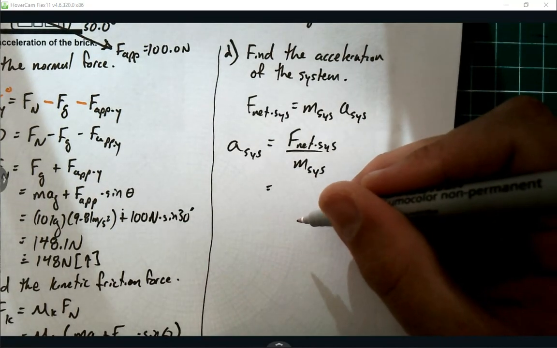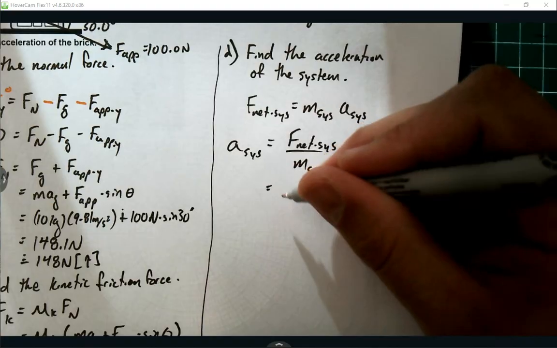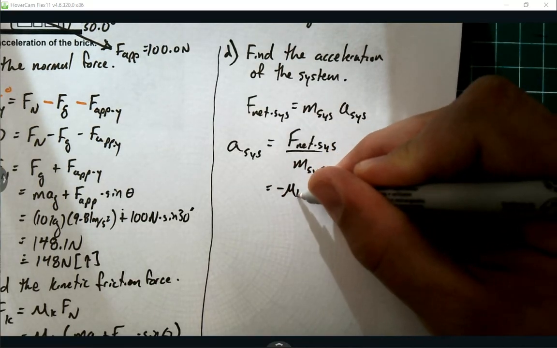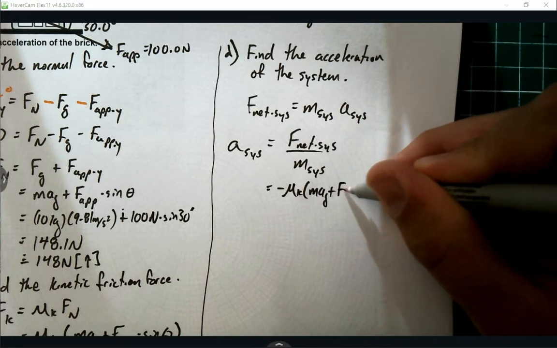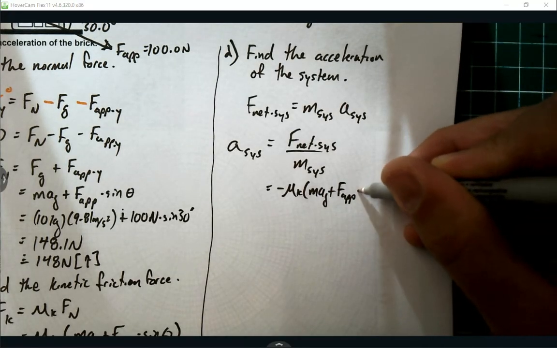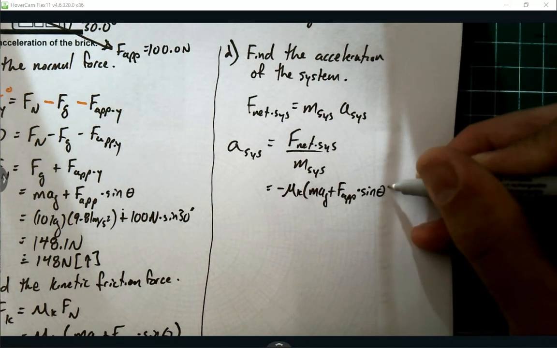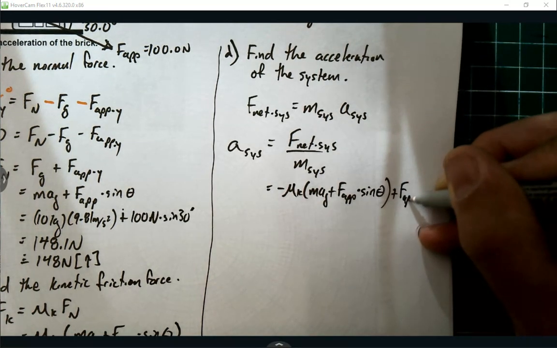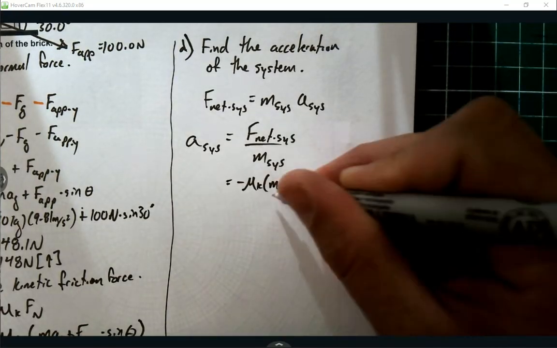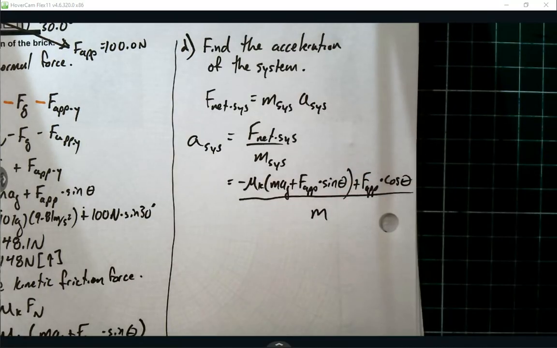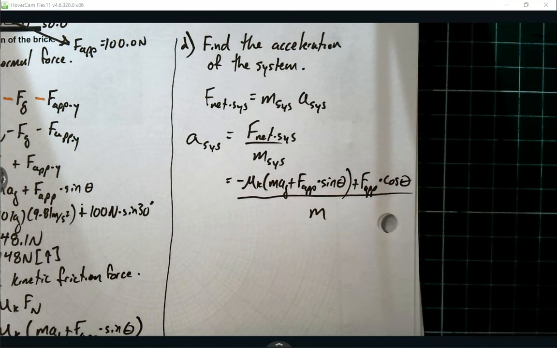But the F_net for the system, we actually just figured out in the previous line. So, like I said, scaffolding, right? Negative mu_k times m g plus, and I haven't given myself quite enough space, sine theta, plus F_applied times cos theta, all divided by m. And notice the m does not cancel out, so you can't drop that out as a term. It's not present in every term across the numerator. And so that really does end up being the generalized equation.